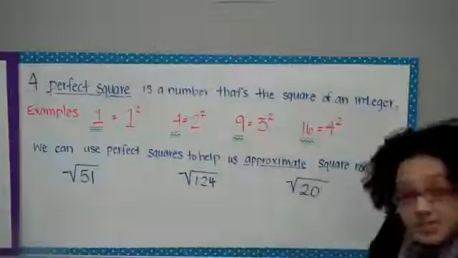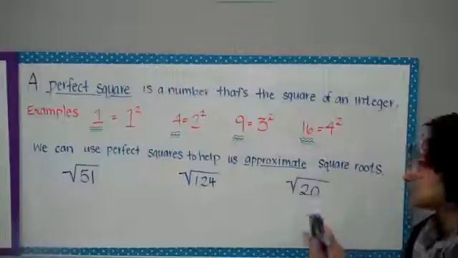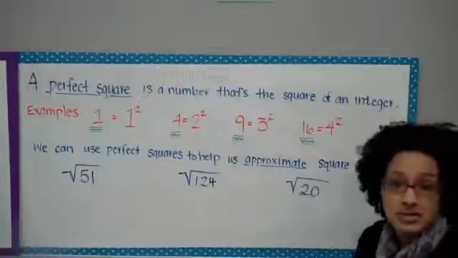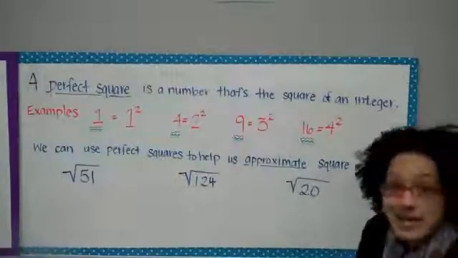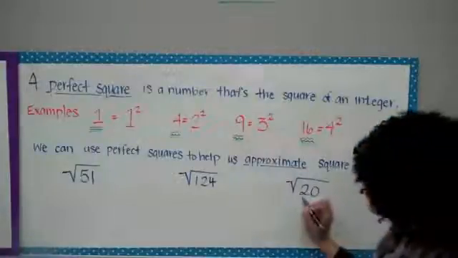We can use perfect squares to help us approximate square roots. So what I mean is, let's say I ask you, square root of 20, no calculator. Well, it's not going to be a whole number, it's not an integer, so I'm kind of going to have to guess. So let's think about it.